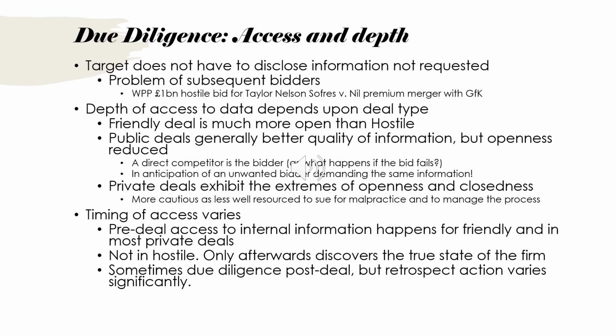The first thing WPP did was then to fire all of Taylor Nelson Sofra's top management team because they said they were incompetent and they should have known this fact. So there are consequences for not knowing what you're allowed to do or not.